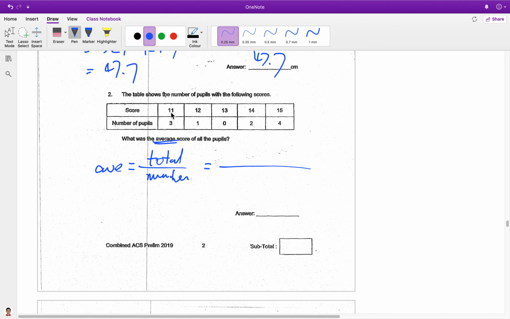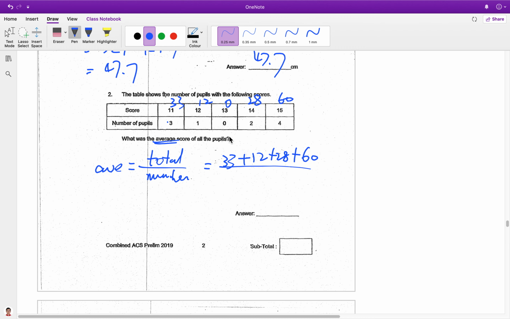Well, we see that 11 score 3 pupils is 33. This one is 12. 13 score 0 person is 0, right? 14 score 2 person is 28. 15 score 4 person is 60, right? Then we sum them up, right? So this one is 33 plus 12 plus 28 plus 60.